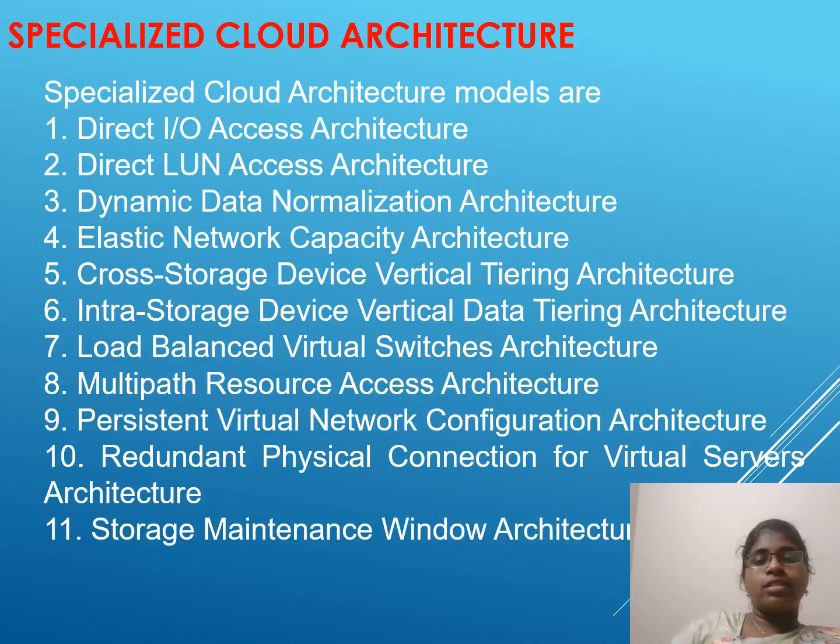Next one is elastic network capacity architecture. It expands or shrinks network resources automatically on demand changes. Next one is cross storage device vertical tiering architecture. It moves data across different storage devices like SSD and HDD based on usage.